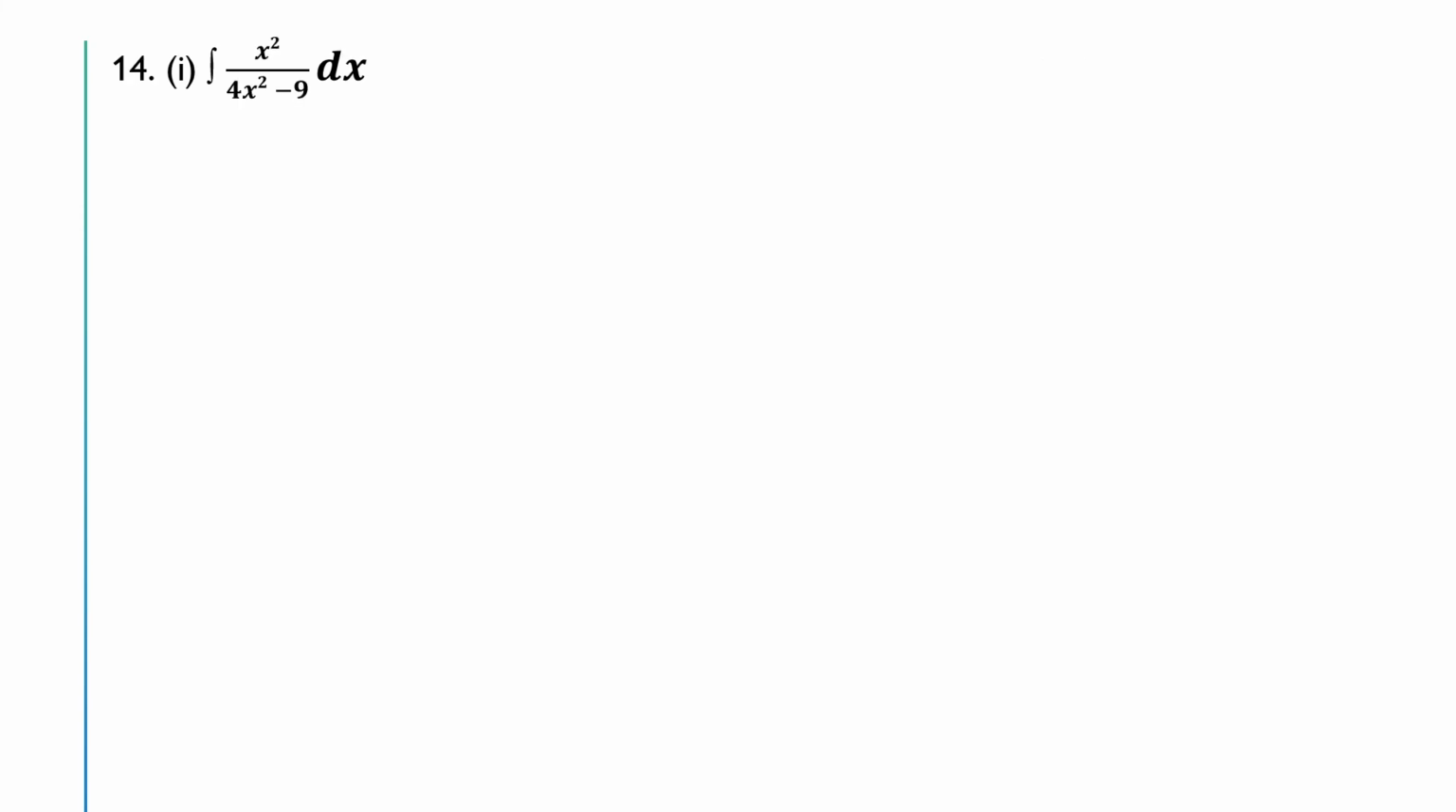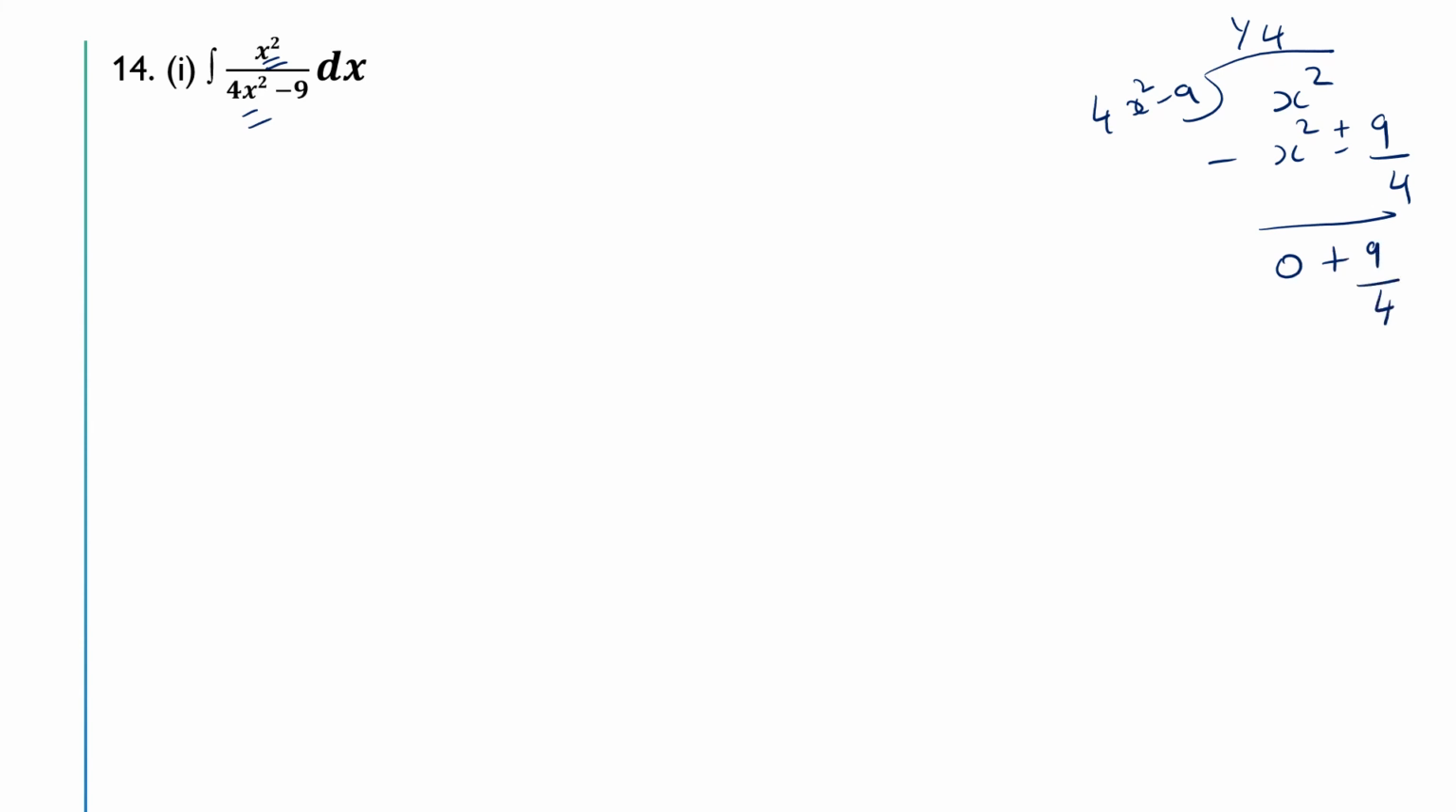The next question, integral x square upon 4x square minus 9 into dx. So here we can see that it is an improper rational function. So we have to perform long division and then we have to make it a proper rational function. So if we multiply by 1 by 4, we get x square minus 9 by 4. So if we subtract, this will become plus. So it is 0 plus 9 by 4. So let us take this as equal to I.